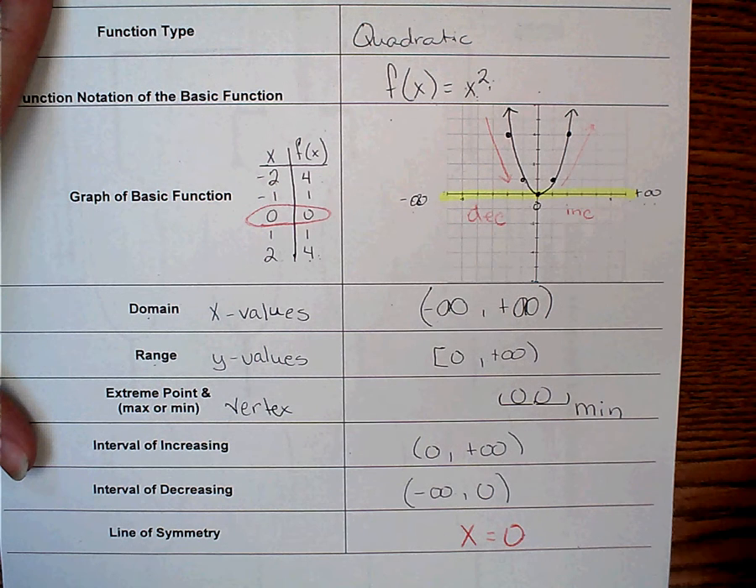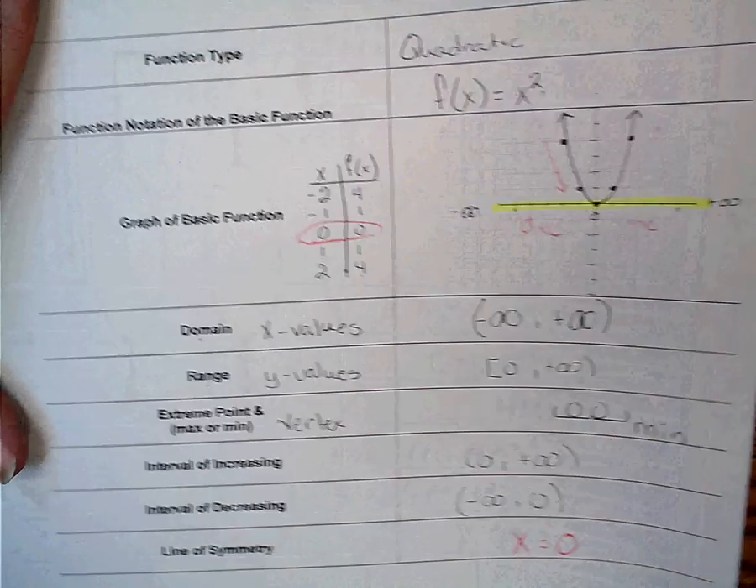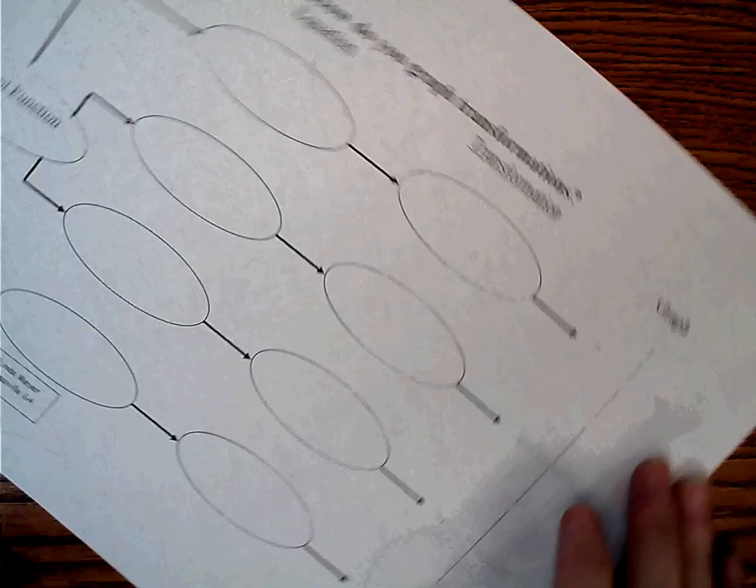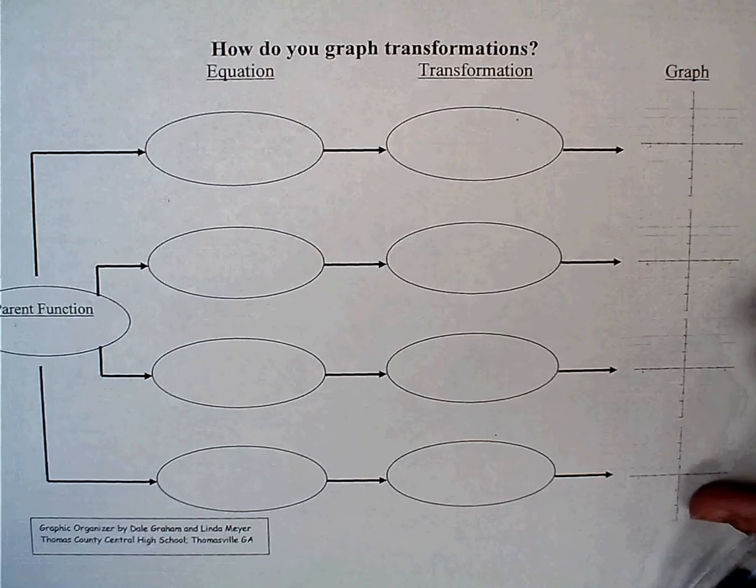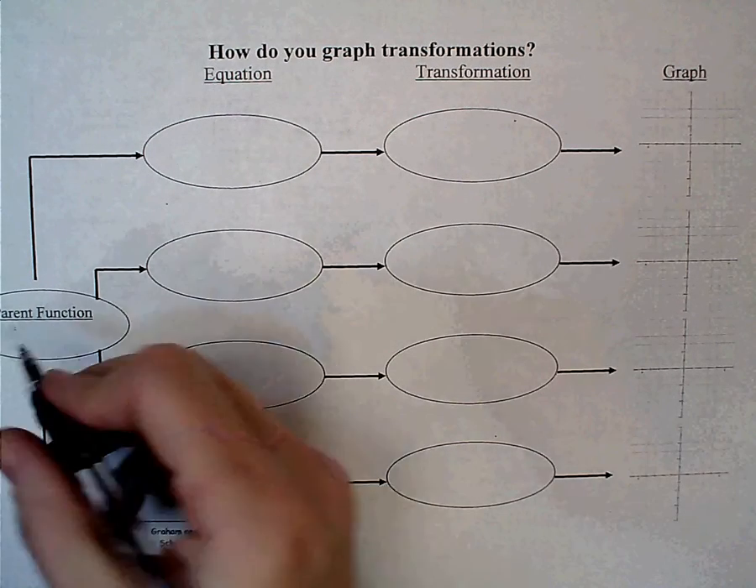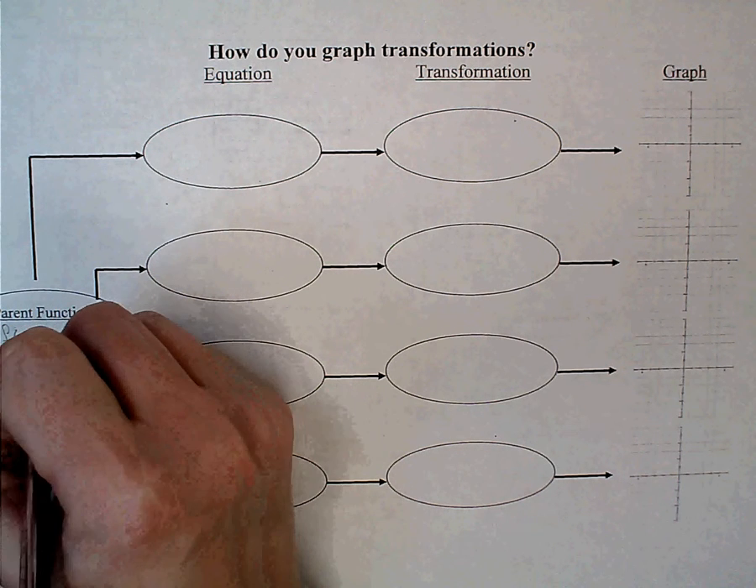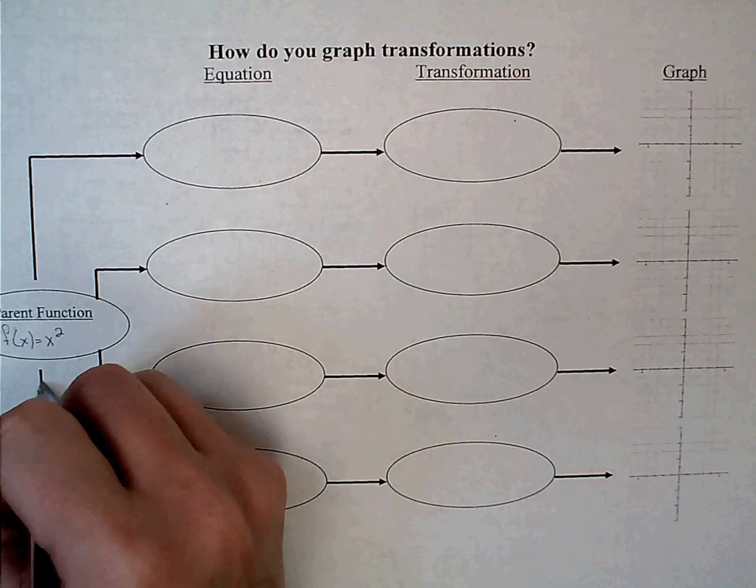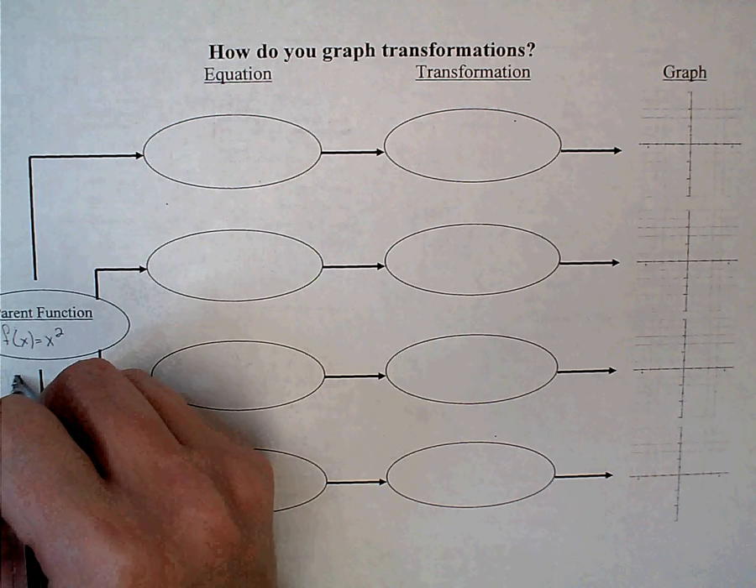Okay, so now we're going to look at a bunch of others where we do transformations on these. So I'm going to have you guys get out your notes that look like this. And our parent function, again, is f of x equals x squared. It's a U-shaped graph. So there's my U-shaped graph.